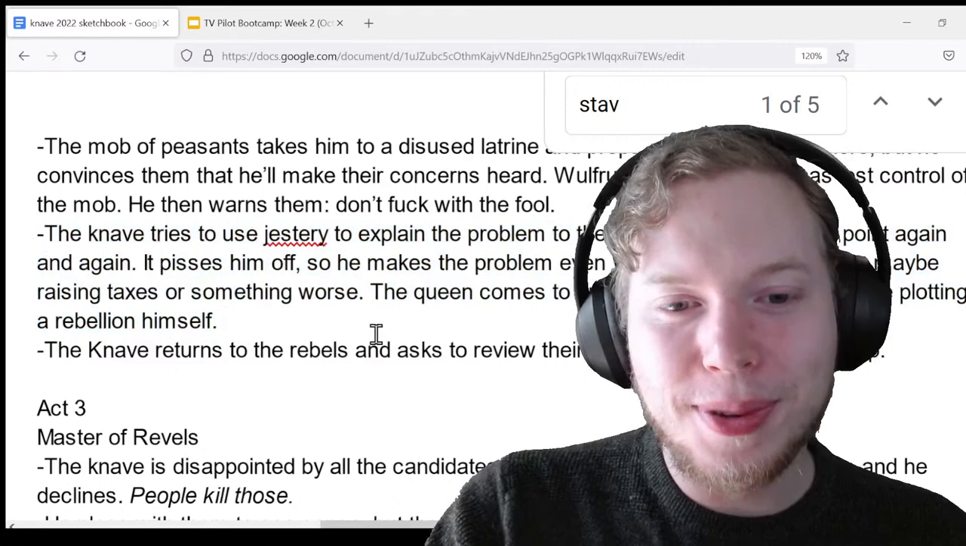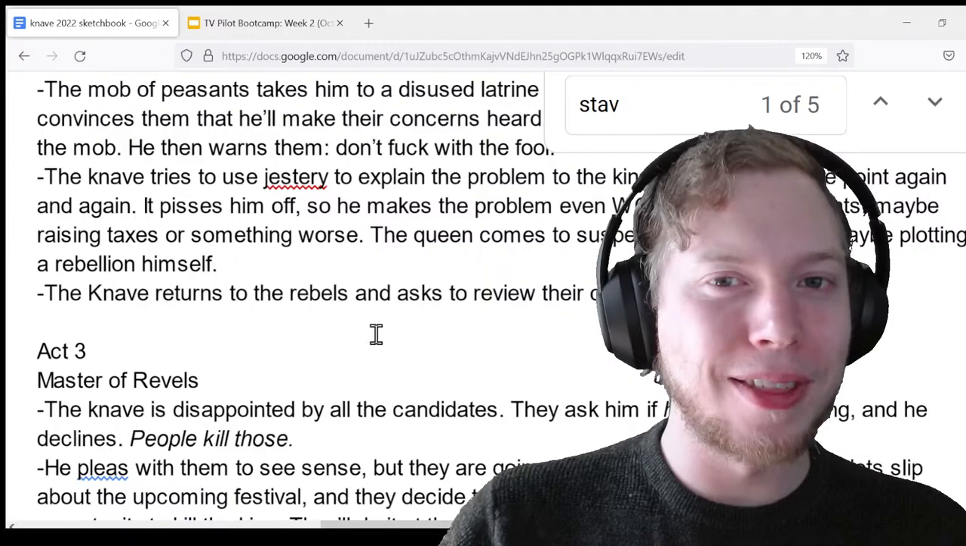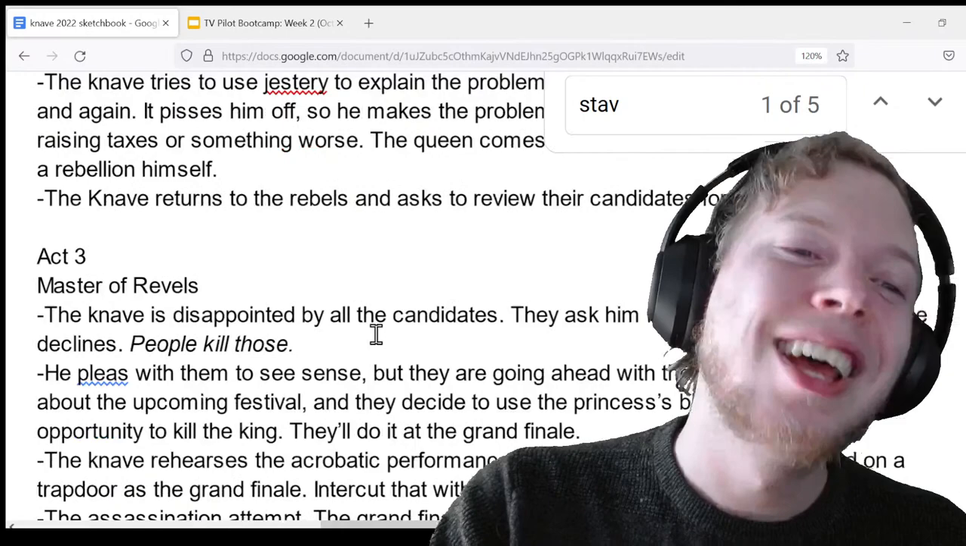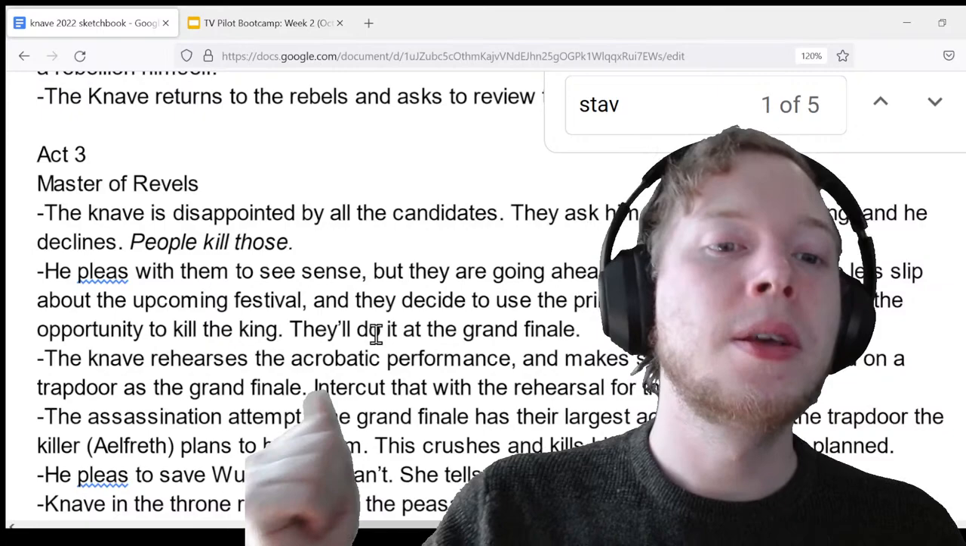The knave goes back to the rebels and basically says, all right, who have you got? Let me review your candidates, and I'll let you know if you have somebody that I think should take over. Then we go into act three. Now that the main character has changed his course of action again, he is now going to consider actually allowing this insurrection to take place. So act three is going to look like this.